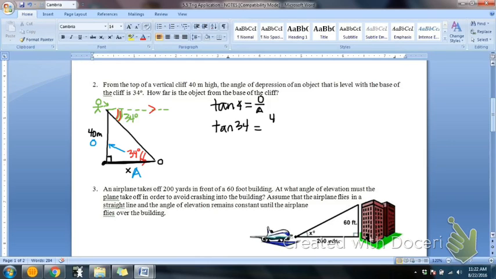(40 over x). How do we solve for x when it's in the denominator? Okay, Dakota's reminding us we need to flip these two. Do you guys remember that? Okay. So this is x equals 40 divided by tangent 34.